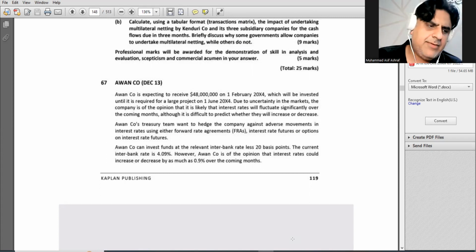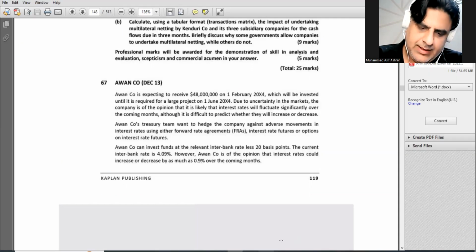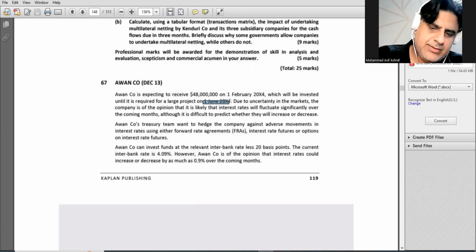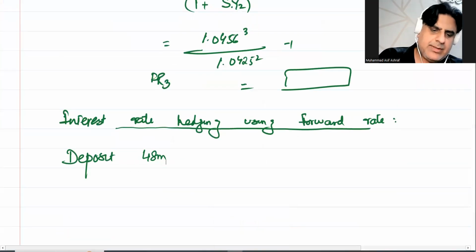Second para, first paragraph is that you are a depositor because you will receive, then you will deposit 48 million on 1st of February X1, and it will be invested on large projects on 1st of June X4. So for how many months you will going to invest it? February, March, April. Okay.